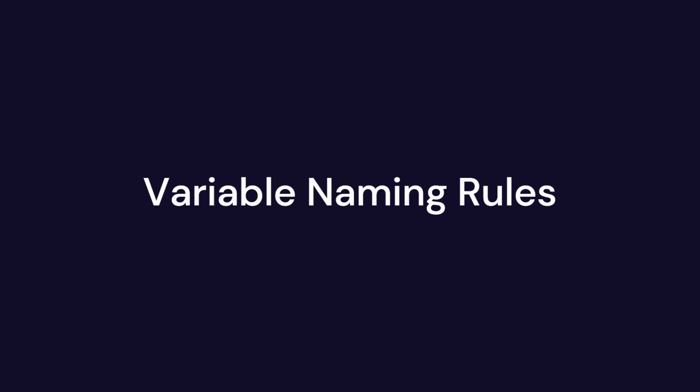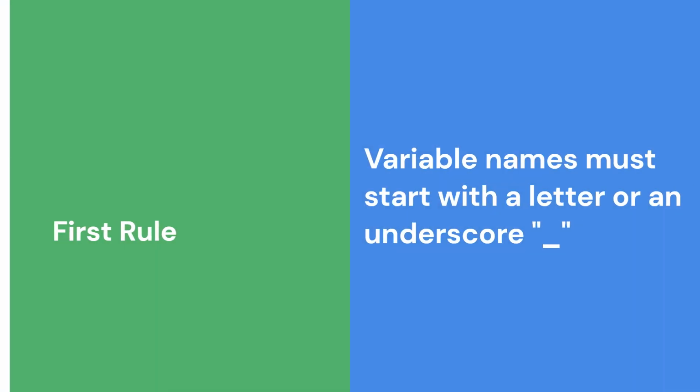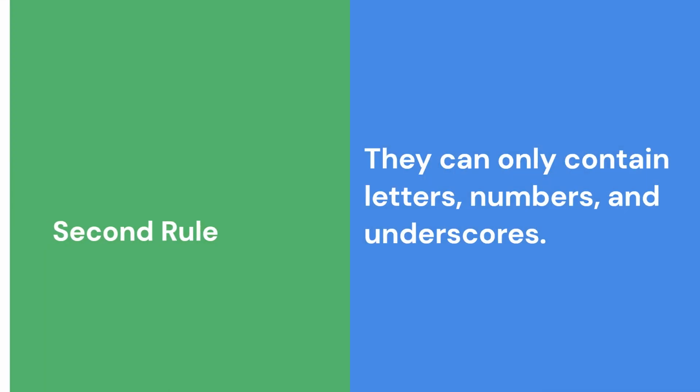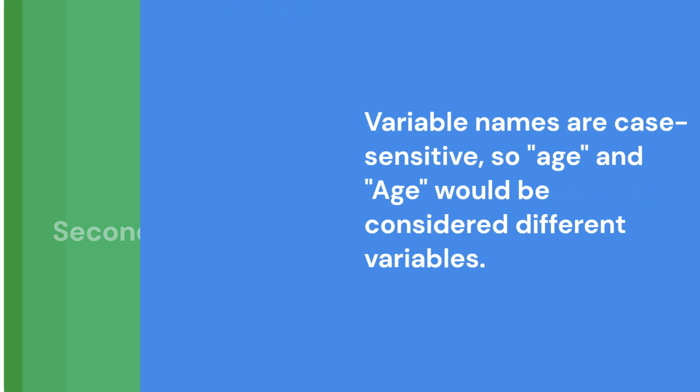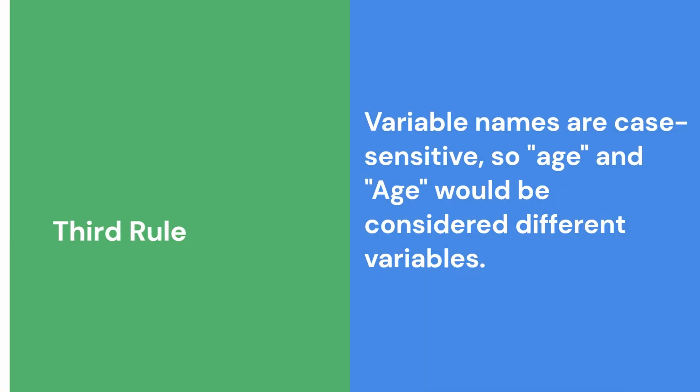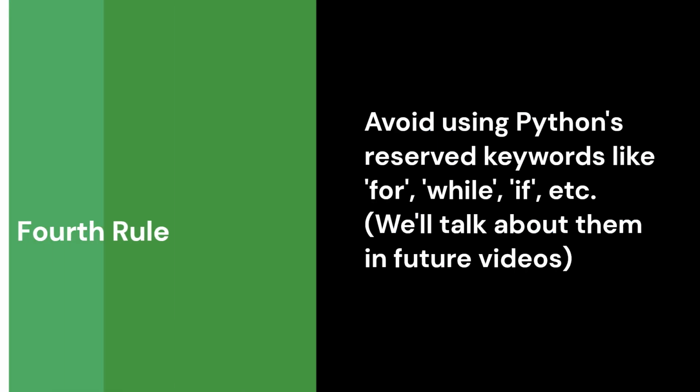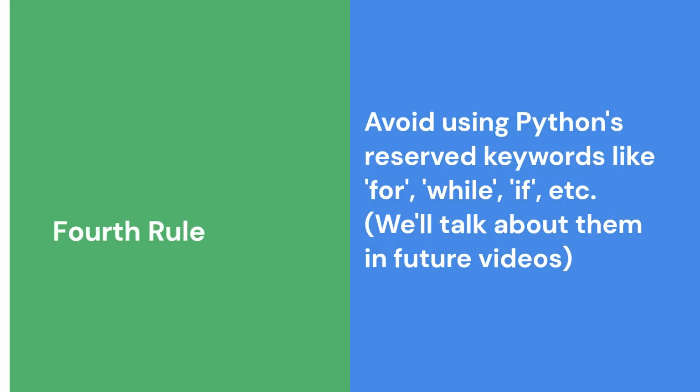Before we wrap up, let's quickly go over some rules for naming variables in Python. These rules help ensure your code is readable and error-free. First rule: variable names must start with a letter or an underscore. Second rule: they can only contain numbers, letters, and underscores. Third rule: variable names are case sensitive. So age and age with capital A would be considered different variables. Fourth rule: avoid using Python's reserved keywords like for, while, if, which we'll talk about later.